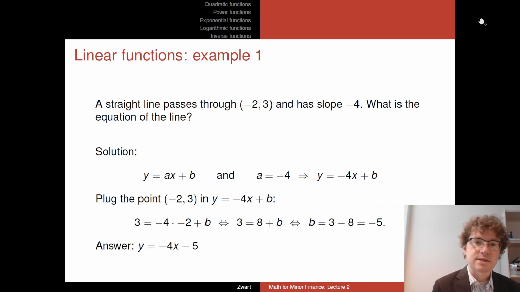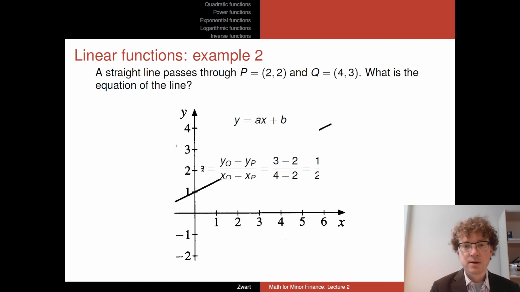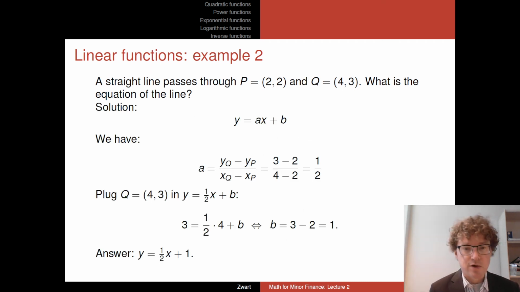So let's see whether that indeed works. The first example that I gave had this slope and this particular point, and indeed we solved this as y equals minus 4x minus 5, and same thing. Here was this picture. Essentially, we need to figure out, from the information that these 2 points are on this line, P and Q, what the slope is and what the intercept is, the b parameter. And here again is that same computation.